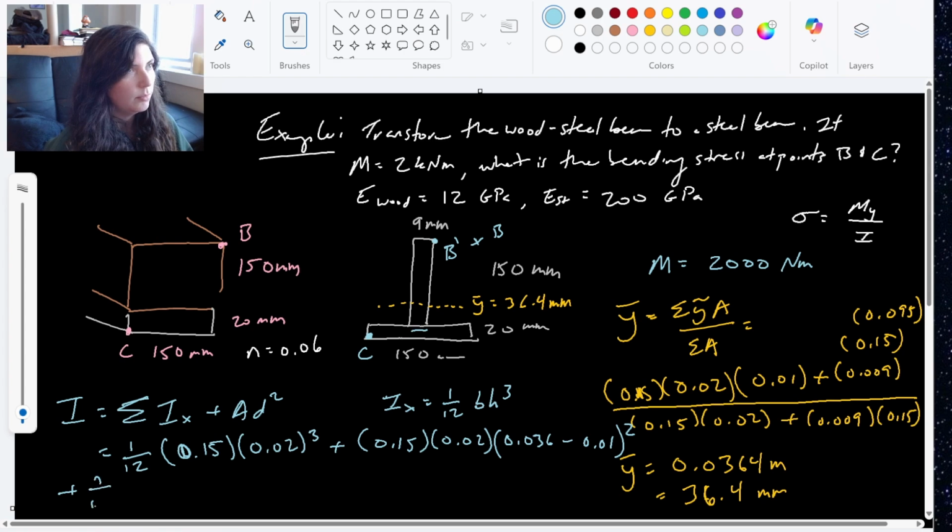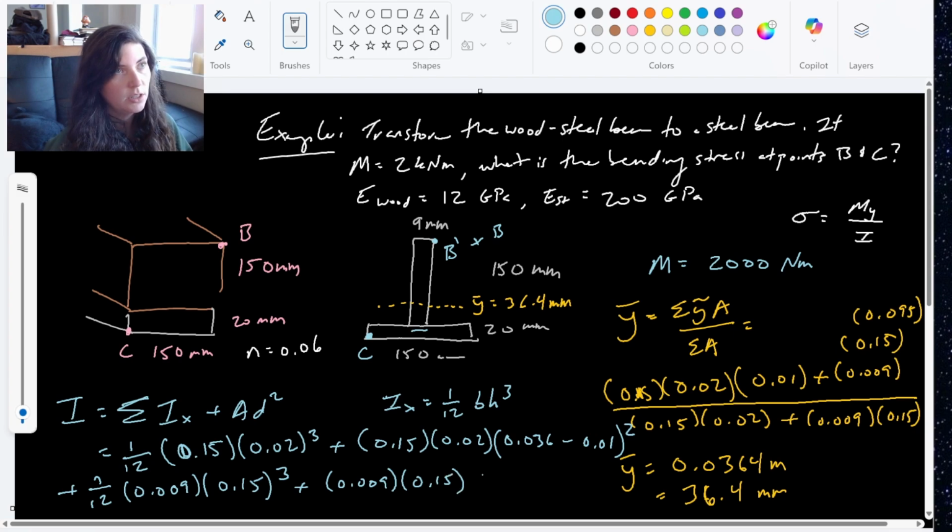And then I just add on that same thing, but for my other shape, the transformed wood shape. So my base is 9 millimeters now: 0.009 times the height of 0.15 cubed, plus that area, 0.009 times 0.15, right? Again, just base times height. And now again, it's the distance from the centroid of the shape to the centroid of the overall shape. So we said the centroid of our shape was 0.095, minus the centroid of the total shape, 0.036, squared. And it doesn't matter which order you subtract these in, because it's going to get squared, so your negative is going to go away. It's going to come out as a positive either way.